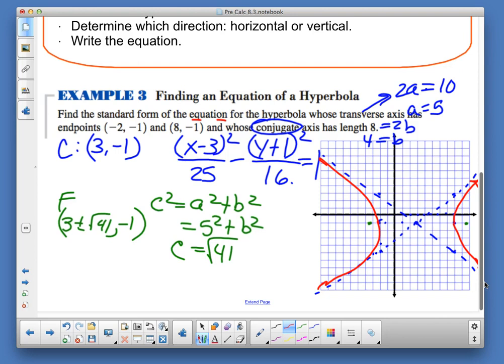I don't know if it matters a lot, but the folks that you said how it's 3 plus or minus square root of 41. So I was out here at 3, I subtracted the square root of 41, and it's just going to be a little bit more than 6 away from there. Okay, does that make sense? So that's where I started, but it's a little bit more than 6. And then the other one's going to be the minus side of 41.